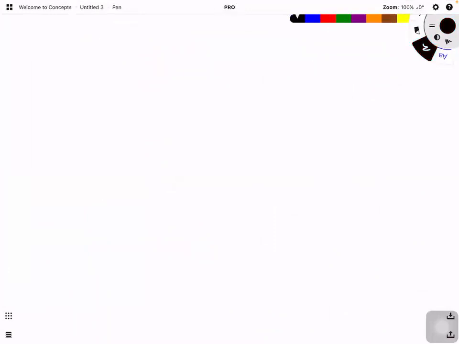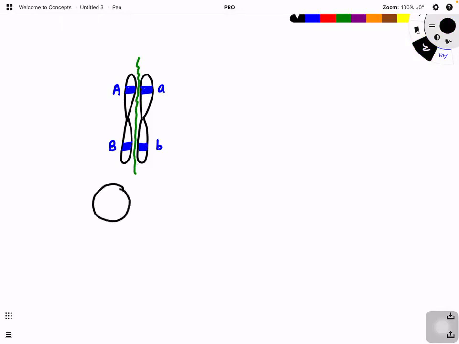If I have two genes located on the same chromosome, let's say, for example, gene A and gene B, both of them are located on the same chromosome. It means that no matter how you segregate them, you will always get big A, big B together, and small a, small b together. The ratio will be half.